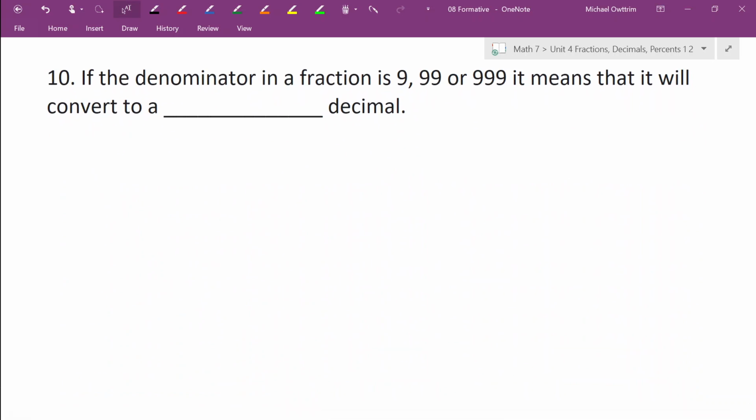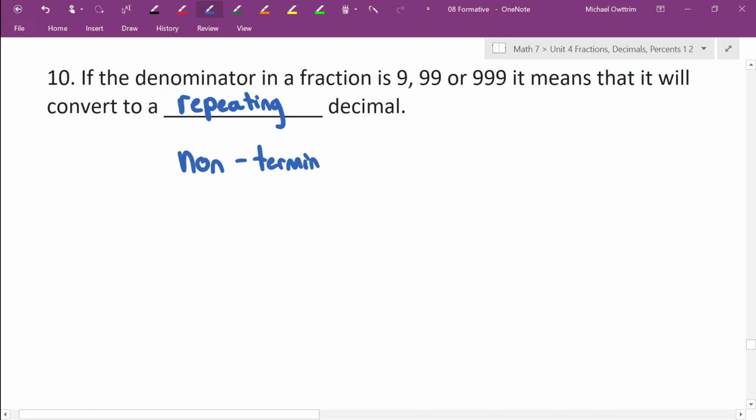Number 10 was just fill in the blanks. If the denominator of a fraction is 9, 99, or 999, that will mean it will convert to a repeating decimal. Some people put non-terminating here, and this is partially correct. So you get 0.5 out of 1 marks for that if you put it on a test.